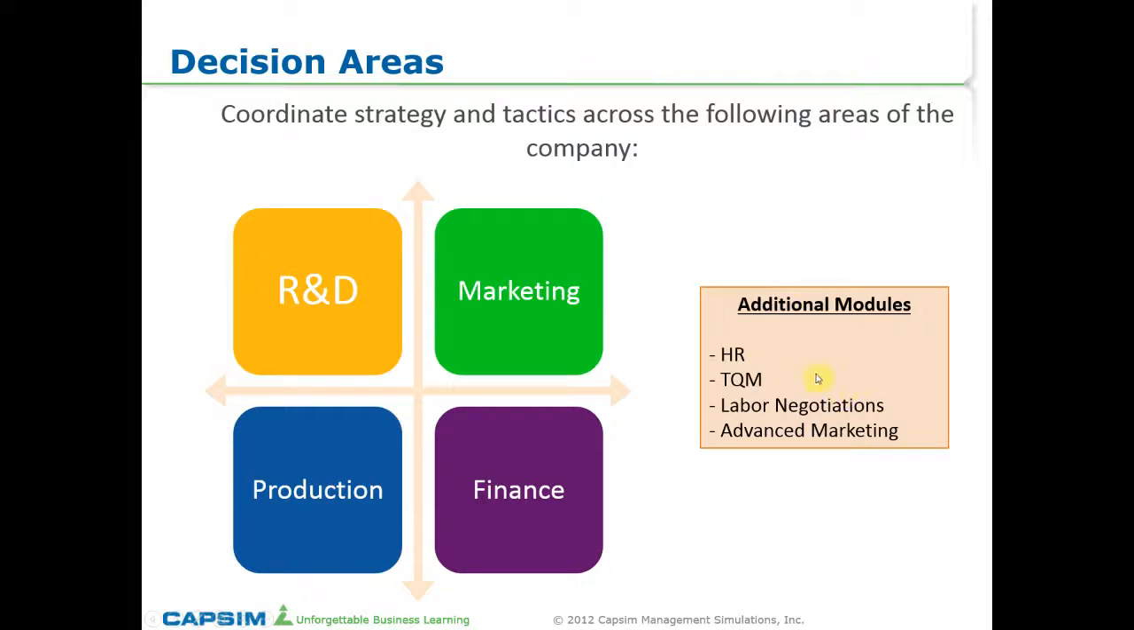We'll add some additional modules. HR will be added, TQM will be added, labor negotiations added, and advanced marketing added. HR is added in the second round. Not a tremendously difficult module. TQM gets a little bit more complicated. Labor negotiations and advanced marketing add in, I think, the third round, and add a little bit of complexity as well.